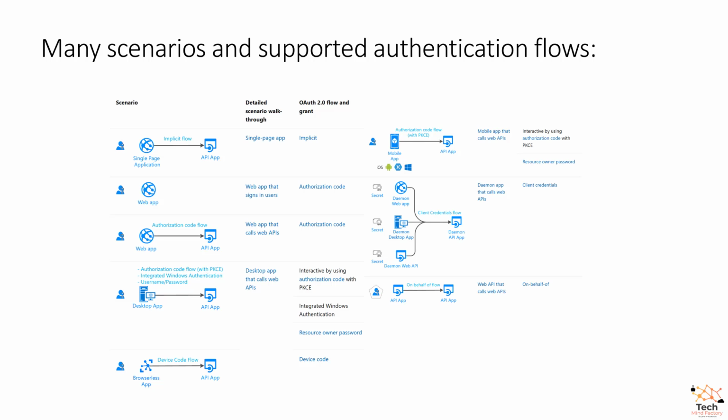So in this case, you can try to imagine the scenario where you have a single-page application, you would like to authenticate users there and then call a Web API securely. Or for instance, you have a browserless app which will call the API. Or you have a desktop application which will call the API. Or you have a mobile application which will call the API. Or you have multiple APIs that would like to communicate securely.